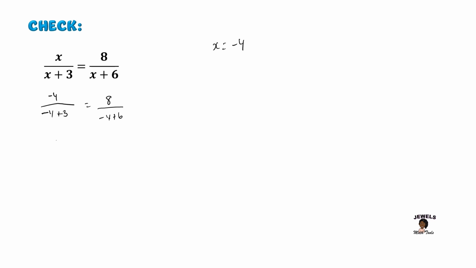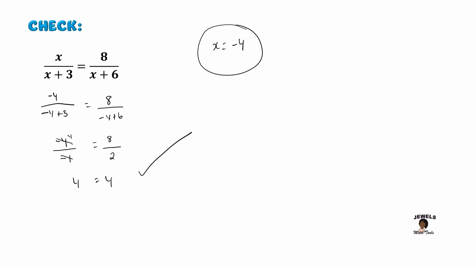So we're going to return our negative 4. And now negative 4 plus 3 is equal to negative 1. Returning our 8. And negative 4 plus 6 will equal a positive 2. So negative 1 divided into negative 4 will equal a positive 4. And 8 divided by 2 is equal to 4. So we see that x equals negative 4 is a valid solution for our equation.